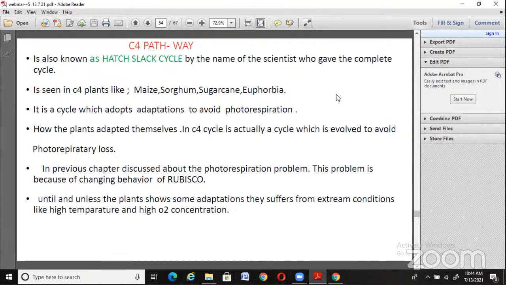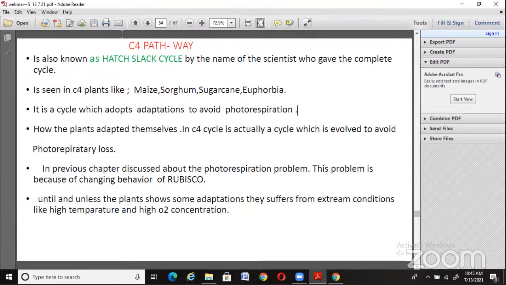This main photorespiration problem is because of the changing behavior of Rubisco. Yesterday in our class, we discussed it in a very detailed manner. What is the problem of Rubisco? Its nature changes according to the conditions, like high oxygen concentration and high temperature. These two conditions affect the nature of Rubisco.